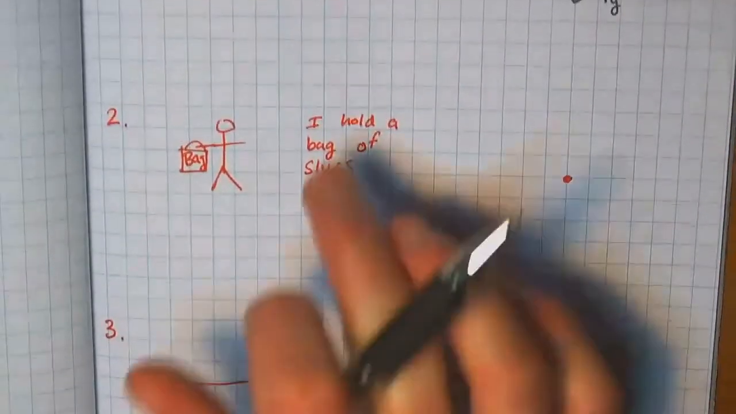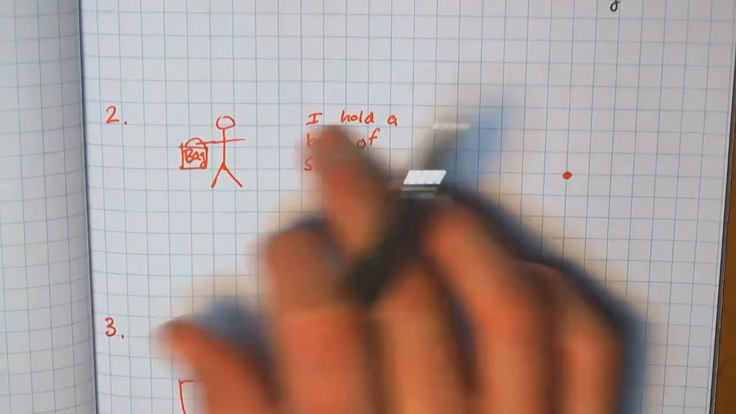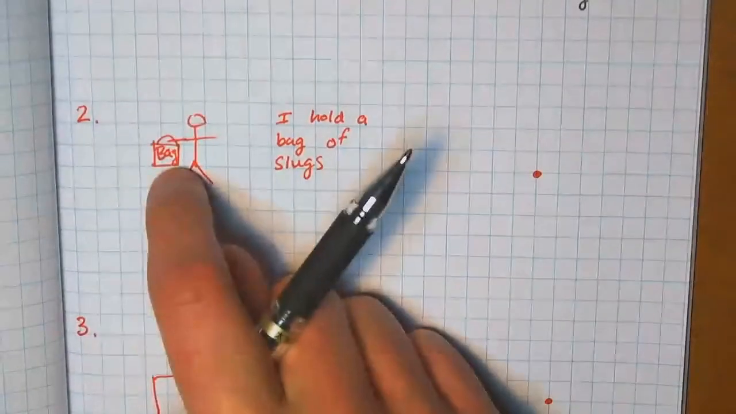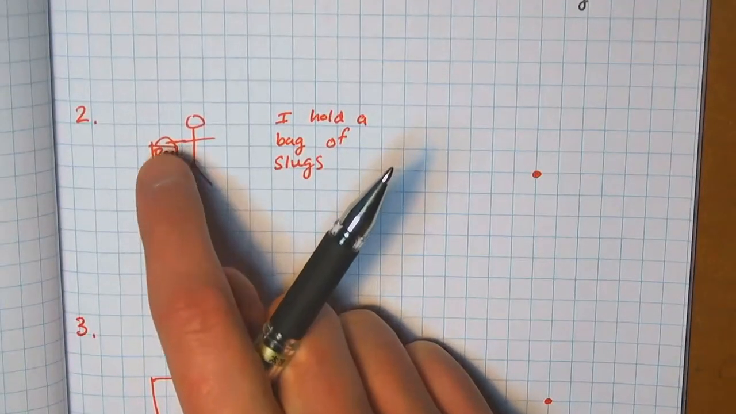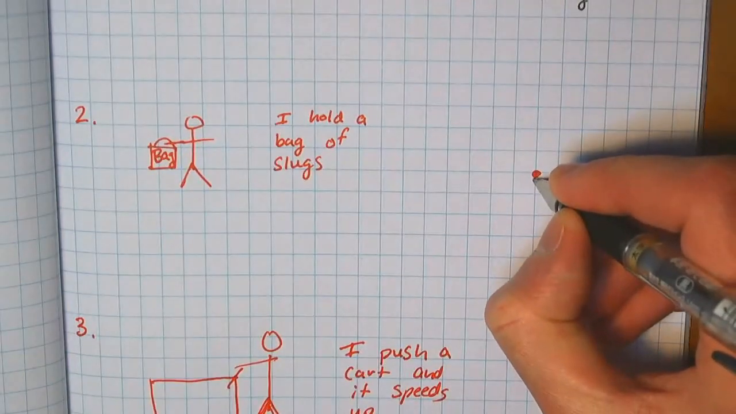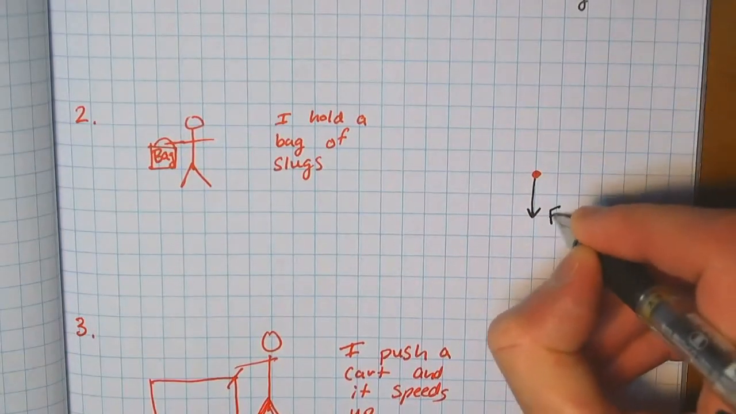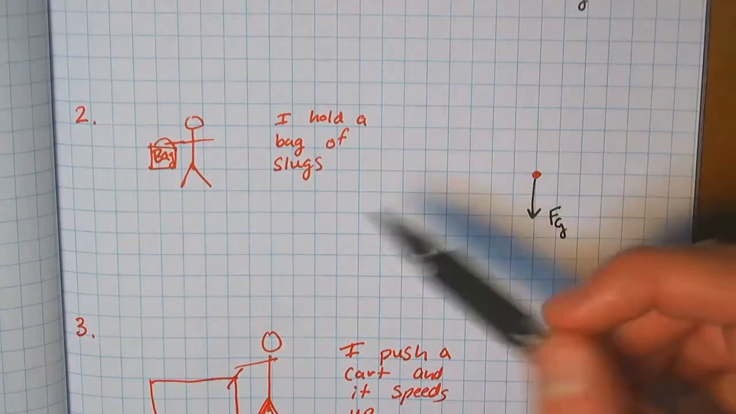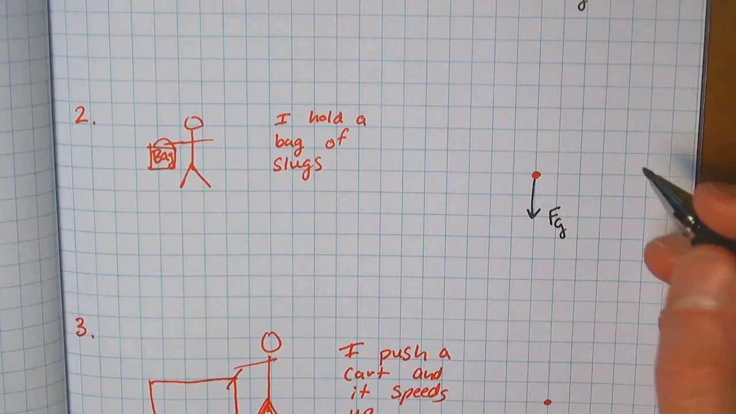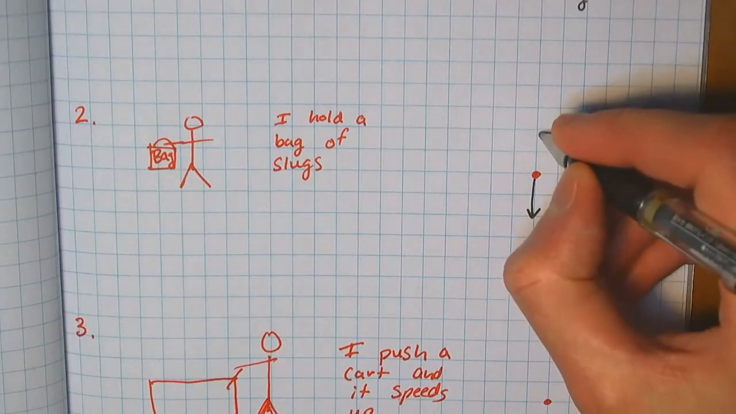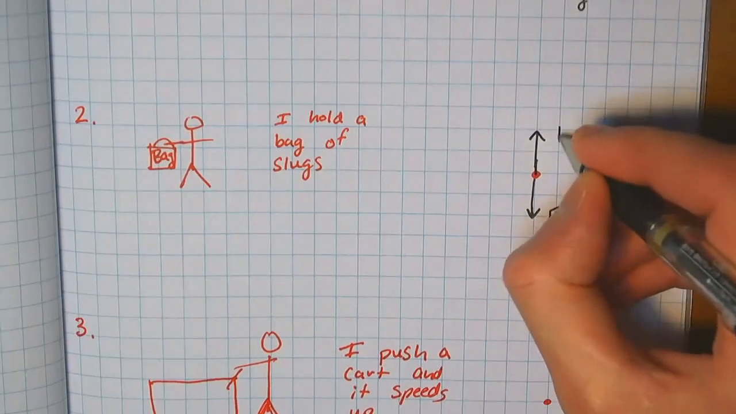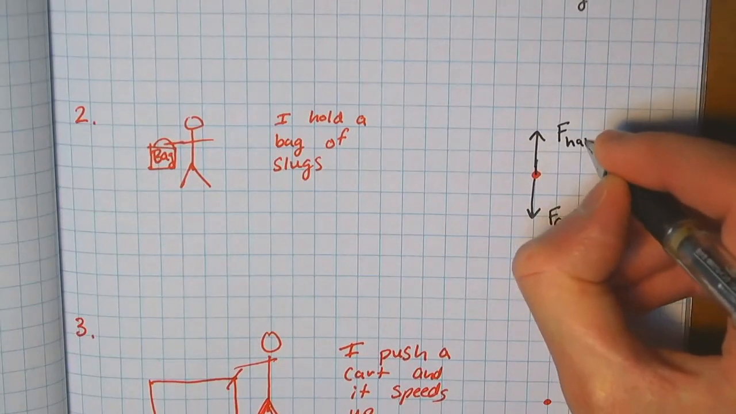That's it. I hold a bag of slugs. It's a weird thing to hold. There's only two things touching the bag, or one thing touching the bag, right? That's me. So we of course have gravity still acting on the slugs. So gravity is pulling this bag downwards. I am pulling the bag upwards. So let's call it F hand maybe.